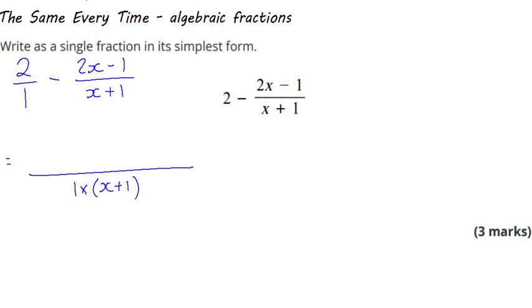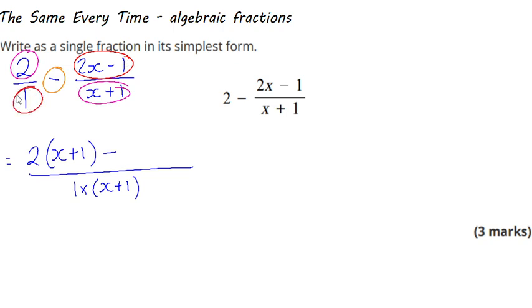And then I need to do this multiplied by this. So that's the first thing I do. So 2 multiplied by x plus 1. Then I need the sign, the operation, which in this case is a minus, a takeaway. And then I do this multiplied by this. So 2x minus 1 multiplied by 1. So I'll stick a 1 outside there.